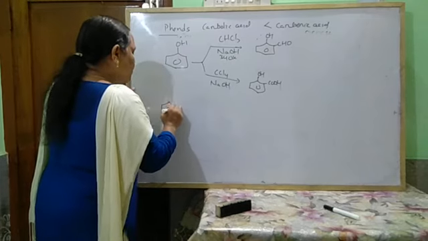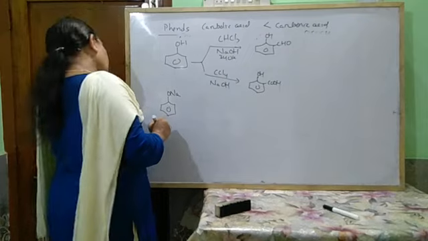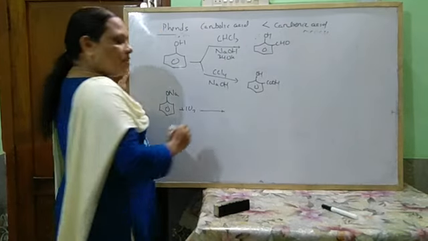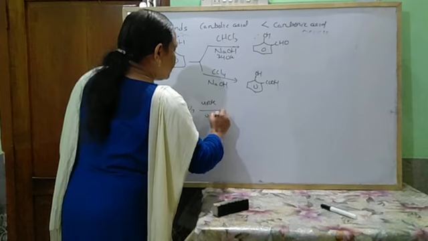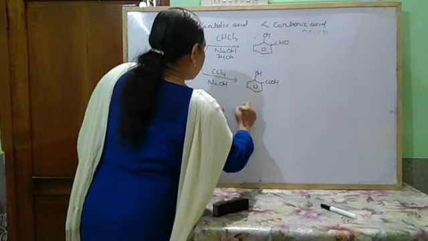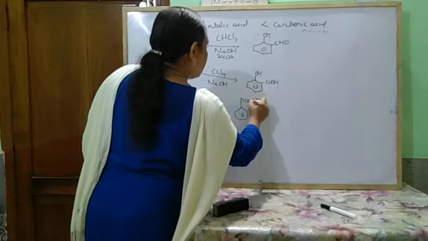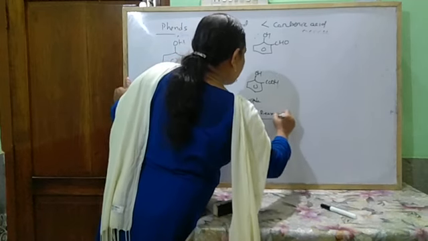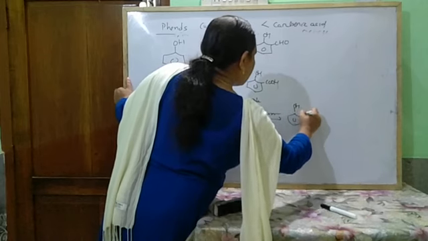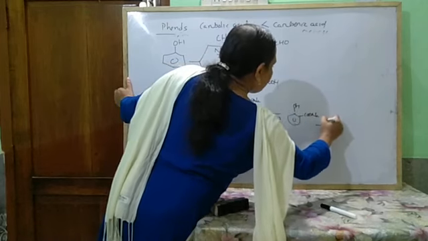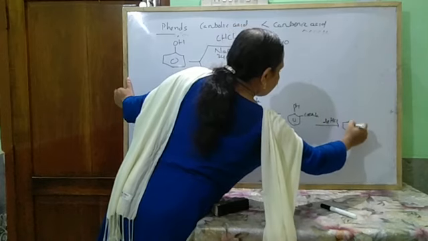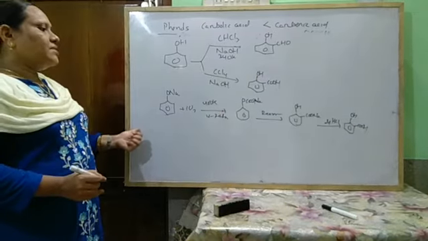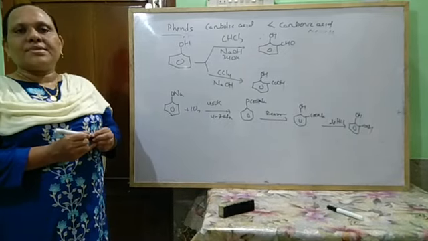Similarly, phenol treated with sodium first forms sodium phenoxide, and this sodium phenoxide when treated with carbon dioxide at 400 Kelvin and 4 to 7 atmospheric pressure first forms the sodium salt of this compound, and this undergoes rearrangement to form sodium salicylate, which on acidification forms salicylic acid. So this reaction is known as Kolbe reaction or Kolbe-Schmitt reaction.